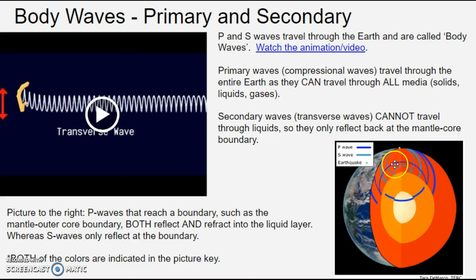So notice the P wave is dark blue. The P wave is out ahead of the S wave. Remember, it travels at a greater velocity. So I see this dark blue reflecting back. I don't know if you can see it right here, trying to hover over it. And the lighter blue here does not infiltrate or penetrate into the liquid outer core. Remember, secondary waves, transverse waves, cannot travel through liquids, so they simply reflect back. So hopefully that's an overview, and it helps you make sense of the different types of waves.